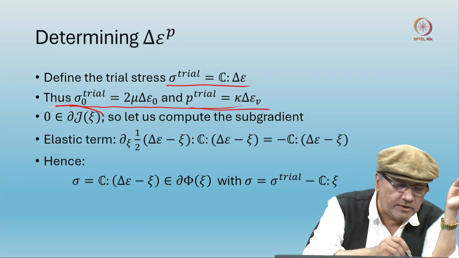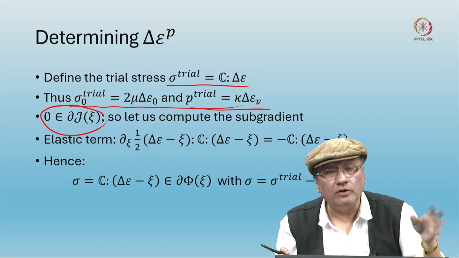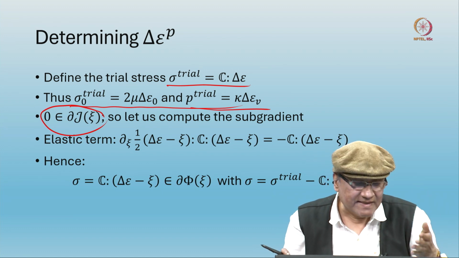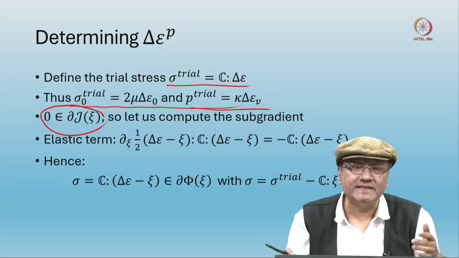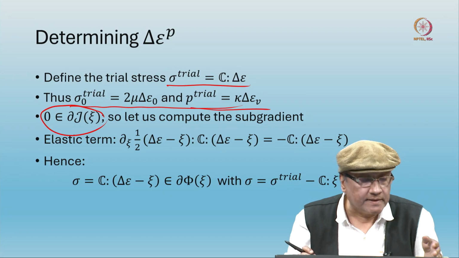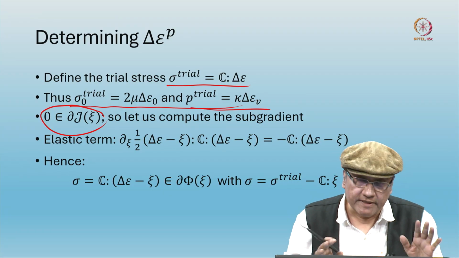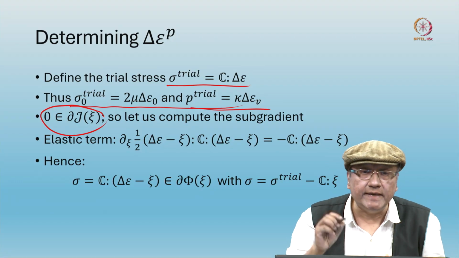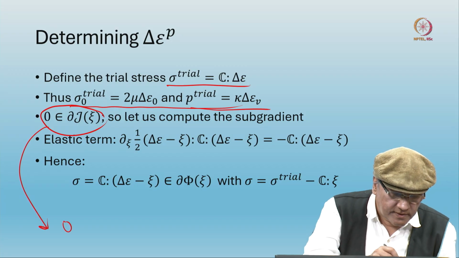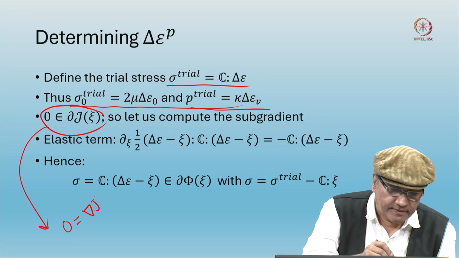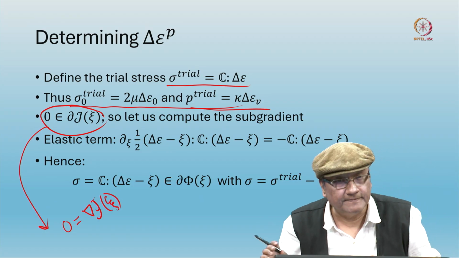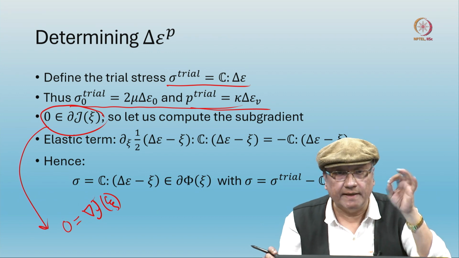Now, this is the optimality condition as before. So, 0 belongs to the subdifferential of script j as a function of xi. Xi or eta, it does not matter, because this is just a placeholder. So we have to differentiate. In this particular case, because of the smoothness of this functional, we can say that this statement is nothing but 0 equals the gradient of script j of xi, the gradient with respect to xi.